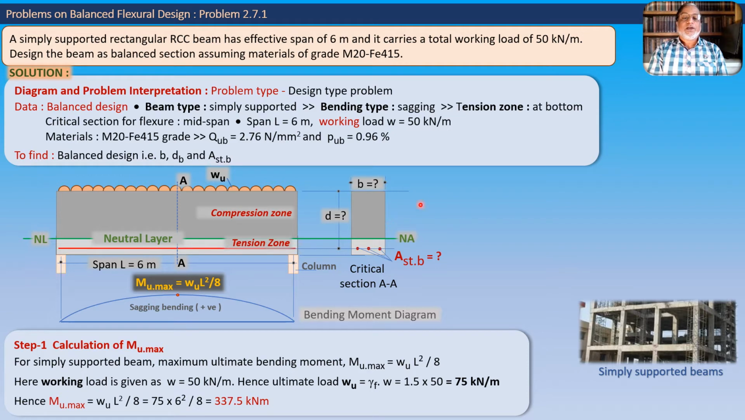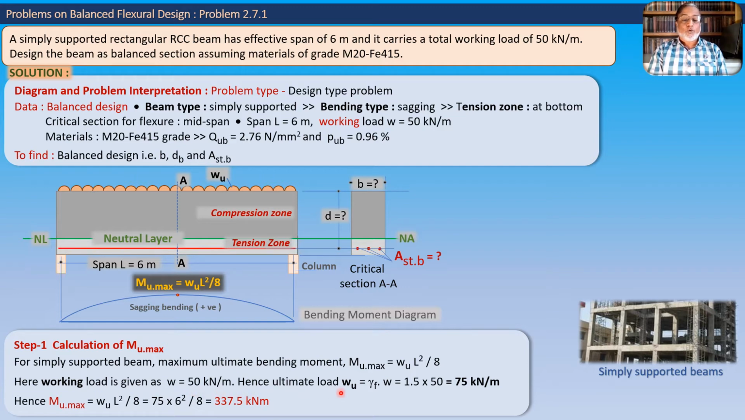Now, in the beginning we have noted that we have been given the value of working load W. So we will have to convert this W into Wu by multiplying W by the load factor, or gamma F, which is the partial safety factor for load. We can recollect that in the limit state method, which we are using for this subject, we have to increase the values of load by the load factor, and that value we have to take for our calculations. So here the working load is given as W equal to 50 kilonewton per meter.